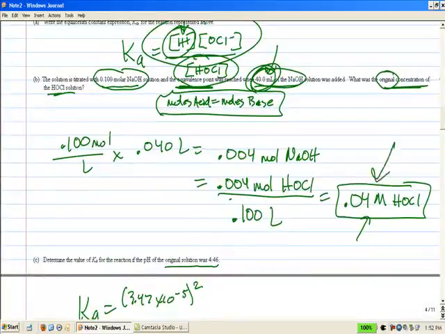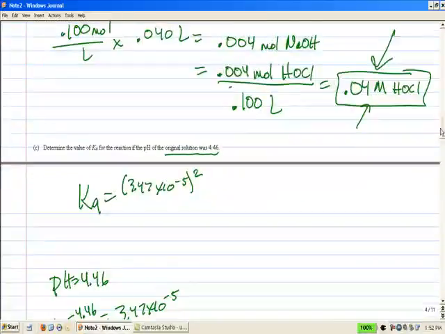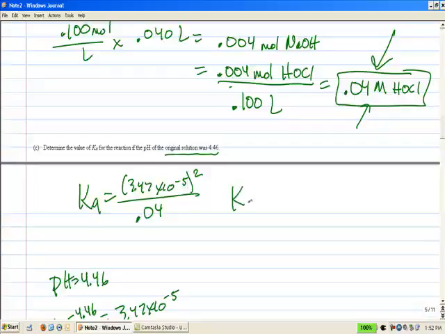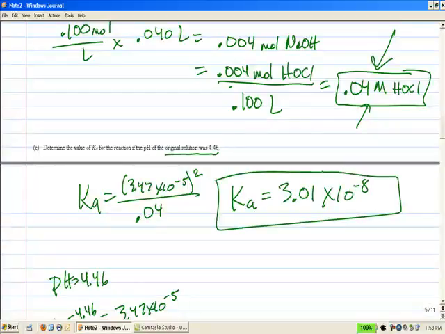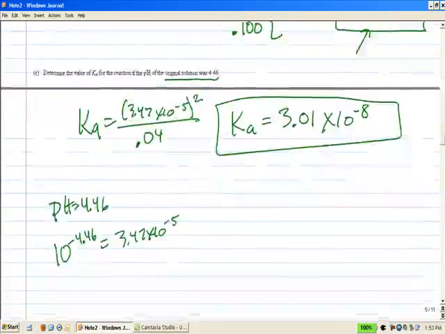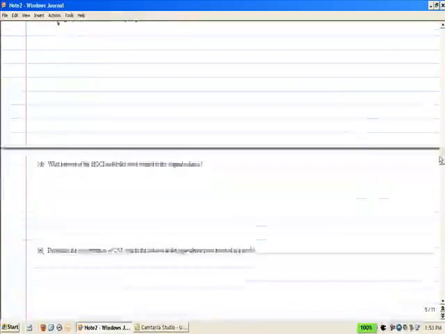Oh, hey, what do you know? We just calculated that in part B. It's 0.04 molar. So we're going to take 3.47 times 10 to the negative fifth, we're going to square it, then we're going to divide by 0.04. And I get a Ka value equal to 3.01 times 10 to the negative 8. And that would be it for part C. That's our Ka value.